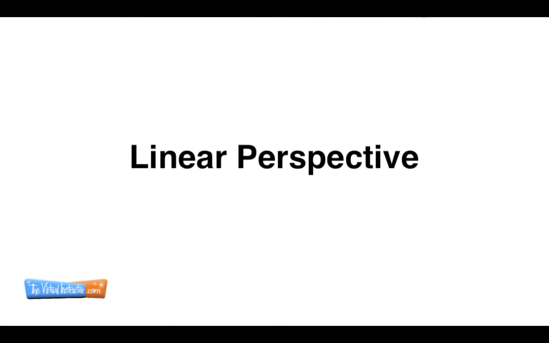Linear perspective. There are 3 types of perspective: 1 point, 2 point, and 3 point. In this example, we're only going to go over 2. 1 point perspective is the process where you have a horizon line, and the horizon line divides the sky and the ground, and then you place one vanishing point.